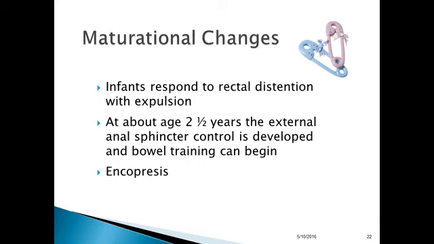Encopresis results in major negative effects on self-esteem and relationships within the family and friends. Medical management begins with education and reassurance to both child and parent. Cleaning out of the bowel is important so as to eliminate all retained stool. Bowel training, which we will discuss in more detail in the management module, is instituted.